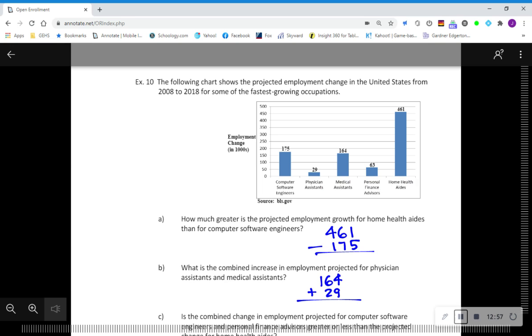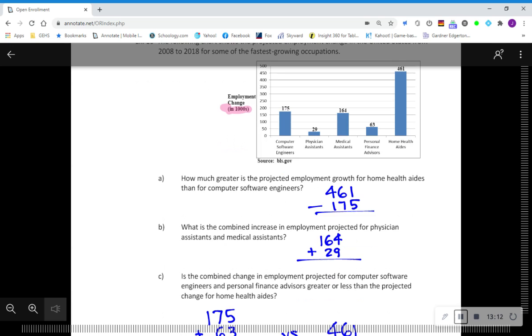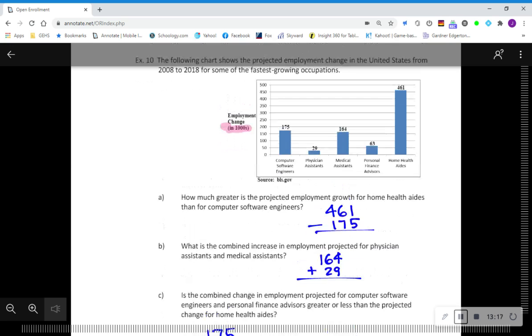Now, there's something I'd like to highlight here that you have to keep track of. These numbers are in thousands. So, for instance, this number over here, the 63, is not really 63. It's 63,000 additional jobs. Okay, so the first question here is how much greater is the employment growth for the home health aides than the computer software engineers? In other words, how much greater is the big one than the small one?